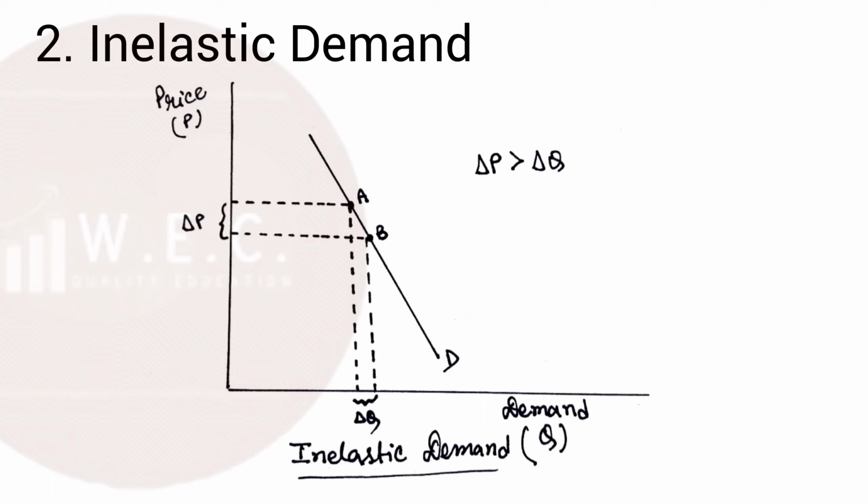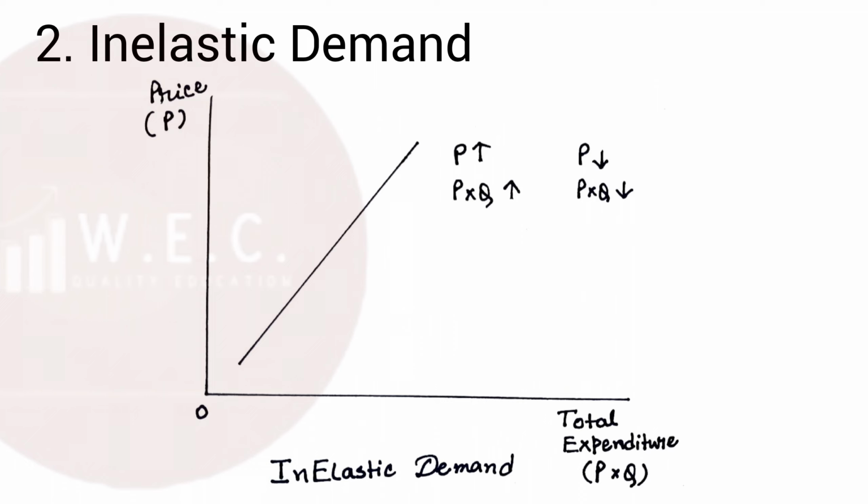This is a diagrammatic representation of the relationship between price and quantity demanded in the case of inelastic demand. Here we can see that change in quantity demanded is less than change in price. In this case, the total expenditure curve becomes like this. This is the positively sloped curve because of the positive relation between price and total expenditure.